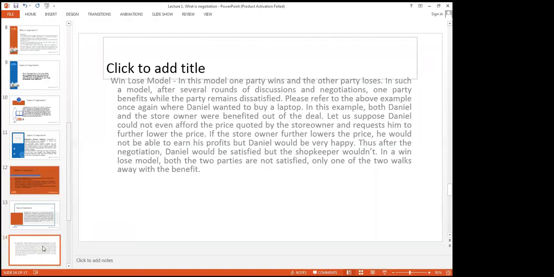Then we have another kind of negotiation called the win-lose model. In this kind of negotiation, one party wins and the other loses. We are also going to give an example. In this kind of negotiation, after several rounds of discussions and negotiations, one party benefits while the other party remains dissatisfied.